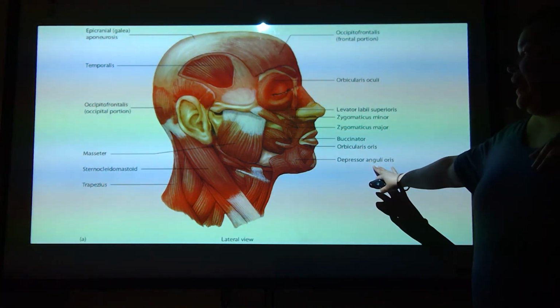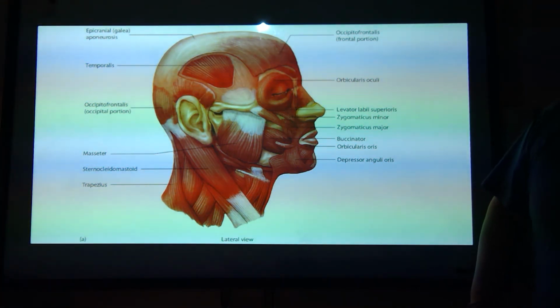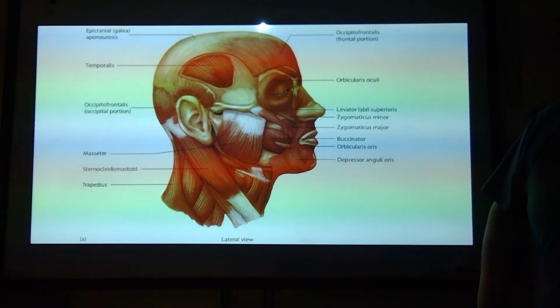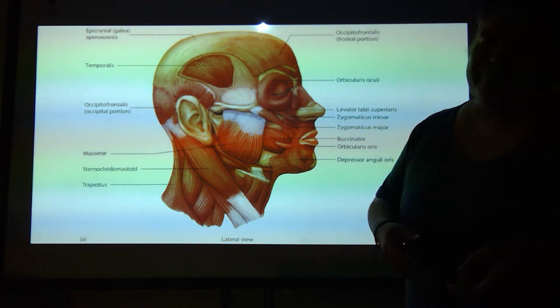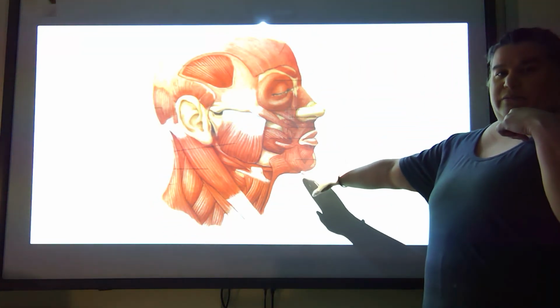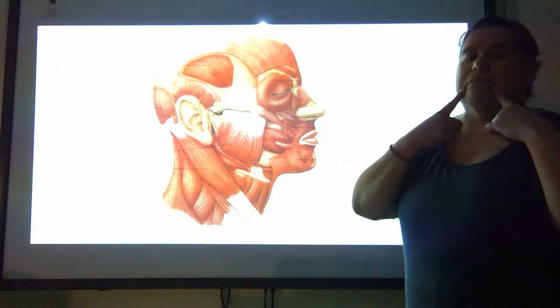And finally, we have the Depressor Anguli Oris. Basically, it is going to, oh man, brain fart. Hang on. Let me make sure I've got this right, because I think I've got it wrong. Okay, so think about where it's at. If you look at where it's at here, it's down here. It basically brings the corners of your mouth down for a frown.